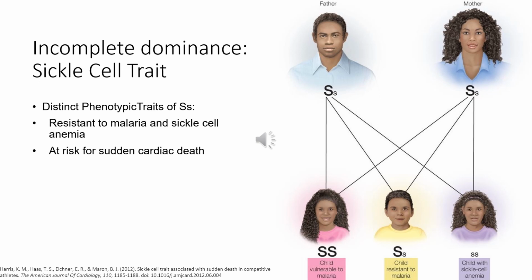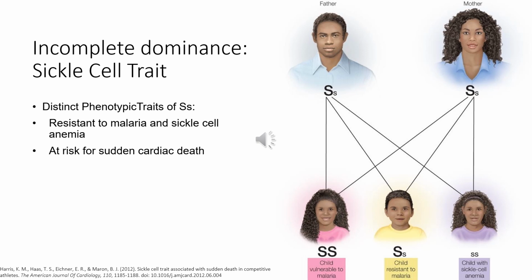Or you could be homozygous recessive for the sickle cell trait, and then you are likely to get sickle cell anemia. Or you could be heterozygous for the sickle cell trait, so the big S and the little s, and interestingly, that is a different phenotype than the other two, and so I'll explain what that looks like.